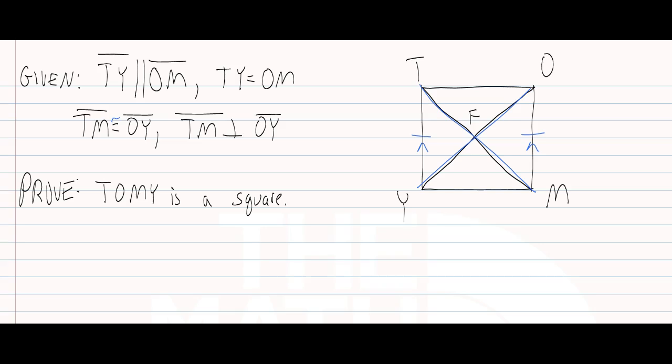The next thing we have is that segment TM is perpendicular to segment OY. Because of that, we can say that it's a rhombus. Since it was a parallelogram and we have perpendicular diagonals, then we can say that this is a rhombus.